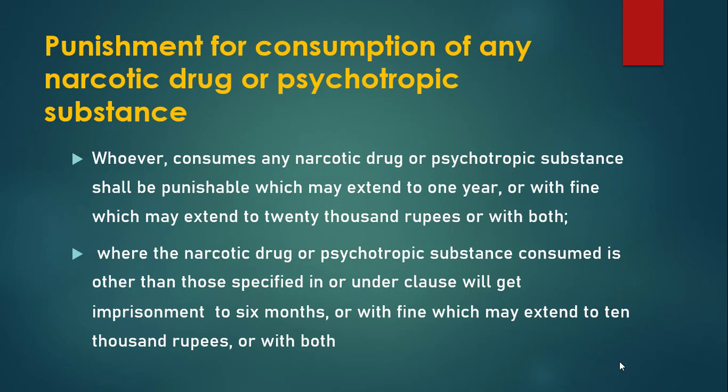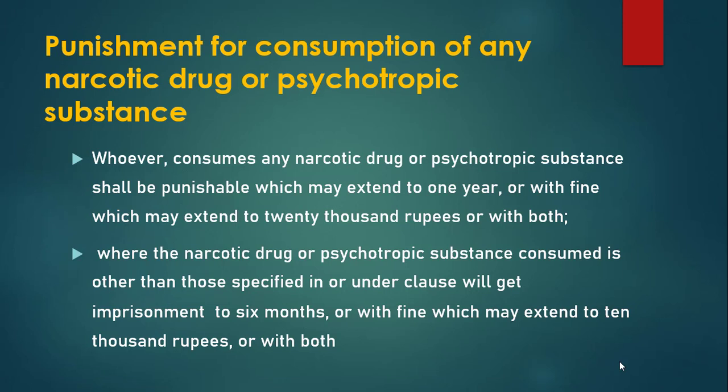Next is punishment for consumption of any narcotic drugs or psychotropic substance. That is also punishable. So production, manufacture, possession, dealings, and of course consumption of these narcotic and psychotropic substances, except for medicinal use and scientific use, is a punishable offense. And whoever consumes any narcotic drugs or psychotropic substances shall be punishable with imprisonment which may extend to 1 year, or with a fine which may extend to 20,000 rupees, or both.